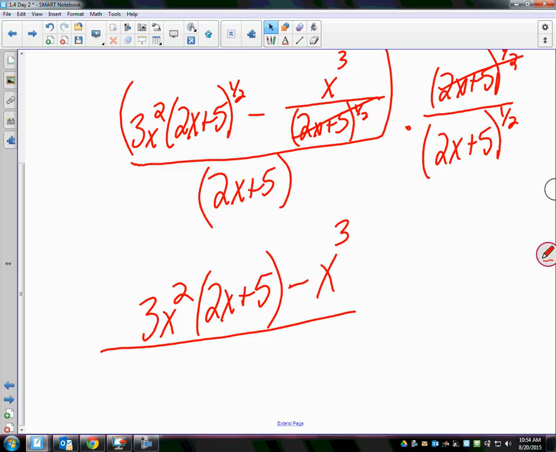And then on the bottom, what happens when I take 2x plus 5 times 2x plus 5 to the 1/2? What do I do with exponents when I multiply and they have the same base? Add them. So this is a 1. This is a 1/2. What is 1 plus 1/2? 3/2. Which is 1 and 1/2. We just like improper fractions.